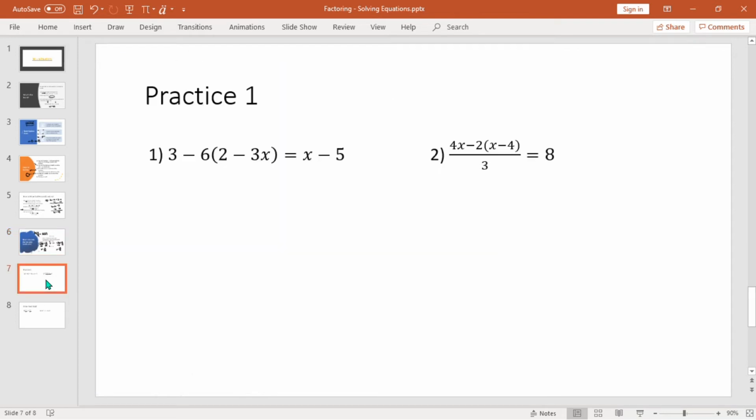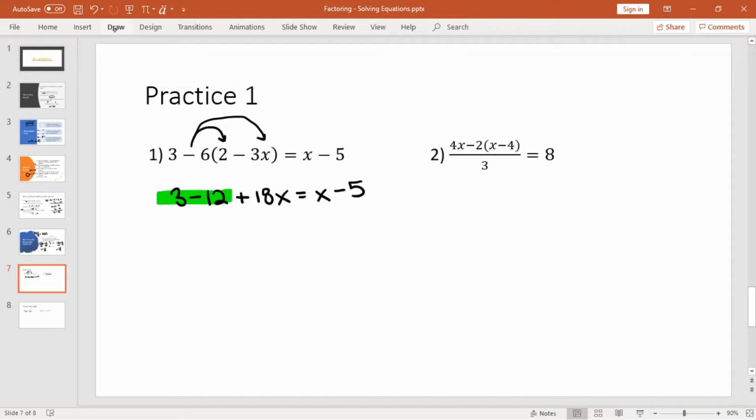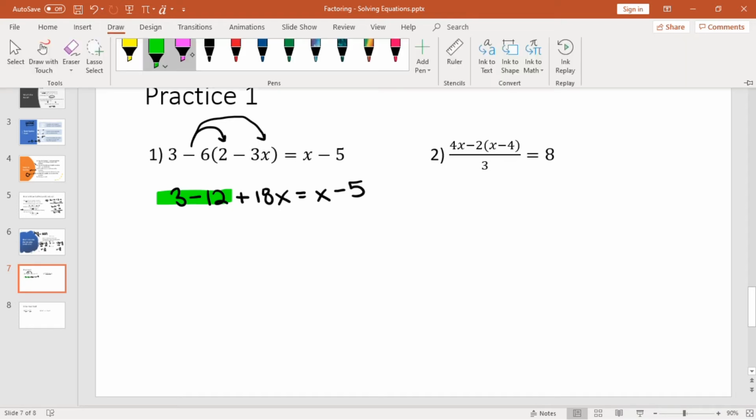Okay, we're going to take a look at a couple of examples. So no fractions in number 1. I'm going to distribute negative 6 into the brackets here. So I have 3 minus 12, and I'm going to have plus 18x equals x minus 5. I see on this side I can gather those. I mean, you can move stuff separately, but it's faster to gather, less mistakes happen if you do that right away. 3 minus 12 is minus 9.